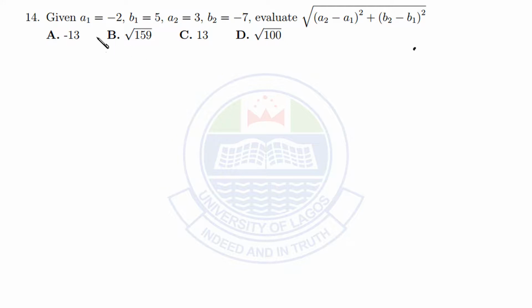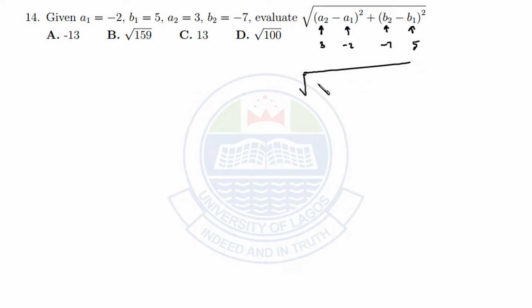In this question, they said given that A1 is minus 2, B1 is 5, A2 is 3, B2 is minus 7. They asked us to evaluate this expression here. Now this is a very simple question. What we just need to do is substitute all the values here. So we substitute A2 to be 3, and we substitute A1 to be minus 2. Substitute B2 to be minus 7, and B1 to be 5. So if we substitute that, what will that give us?